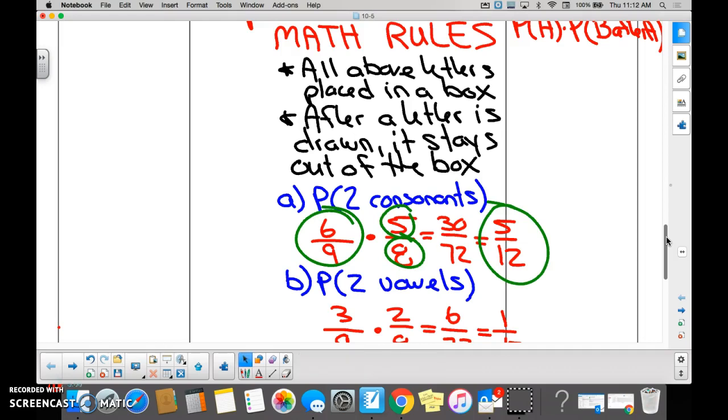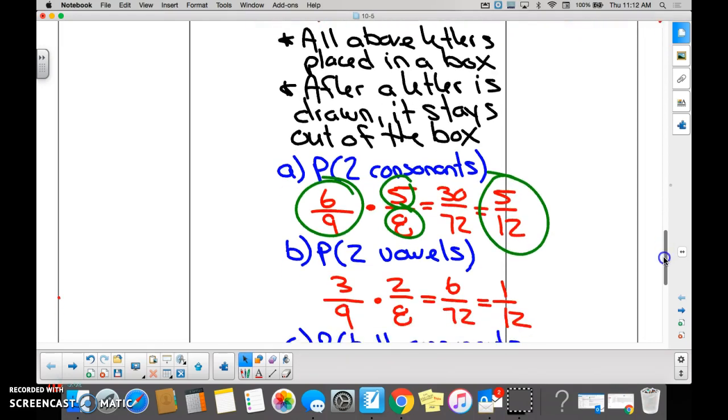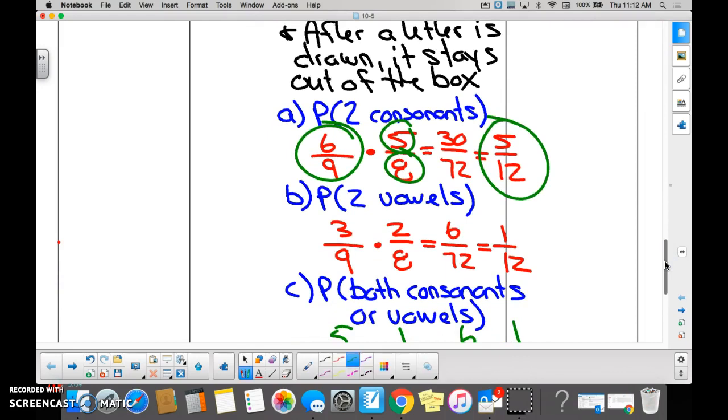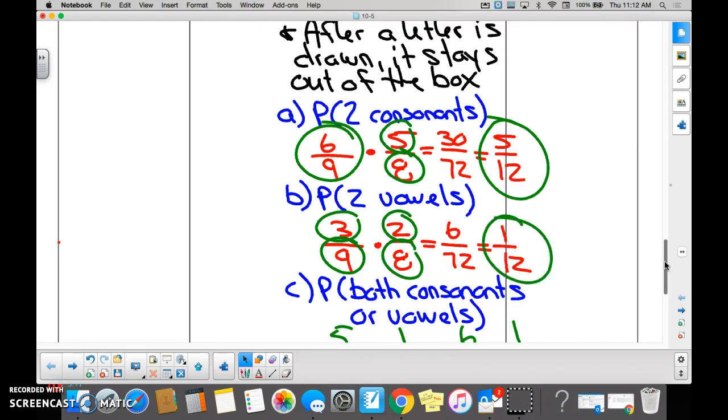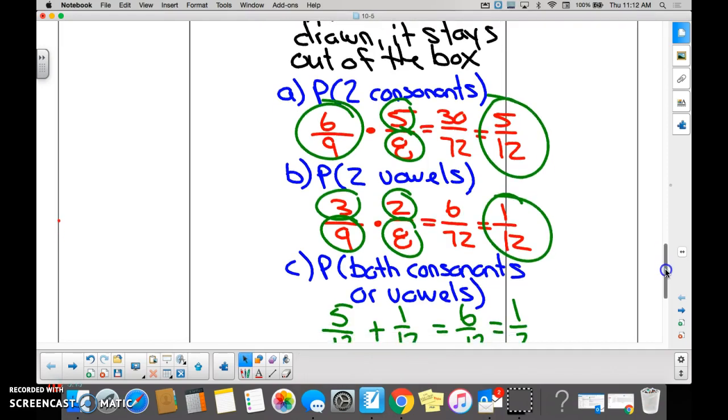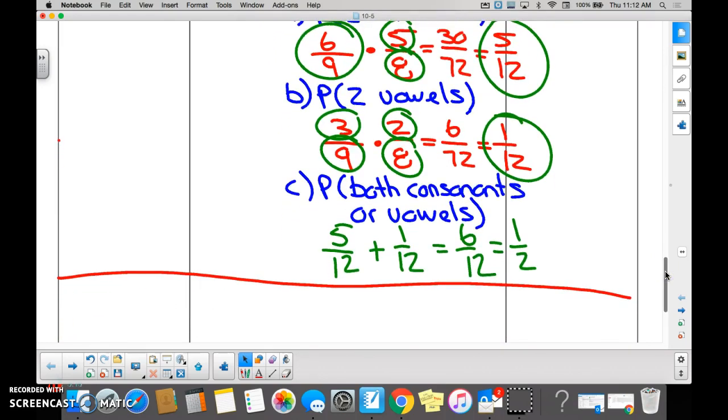Then we did vowels. A little bit less of an opportunity, actually quite a bit less of an opportunity. There are 3 vowels, there are 9 letters. We threw the vowel away once we drew it. We're down to 2 vowels and 8 letters total. There's your probability. C is where things got crazy on you a little bit.